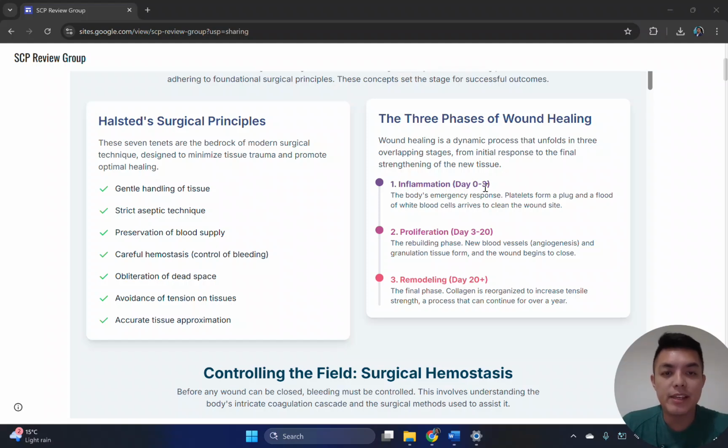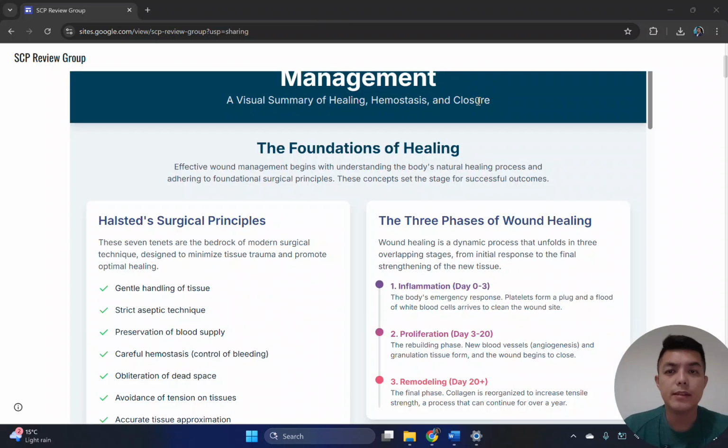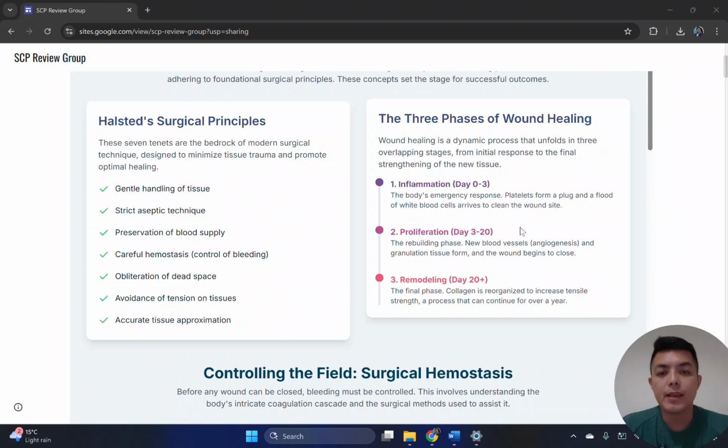First is inflammation, day 0 to 3. This is the body's emergency response. Platelets form a plug, and a flood of white blood cells arrives to clean the wound site. So, inflammation, day 0 to 3. We will also go on the cascade of coagulation later on.